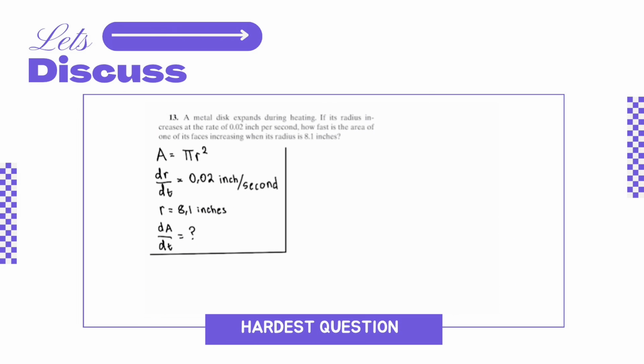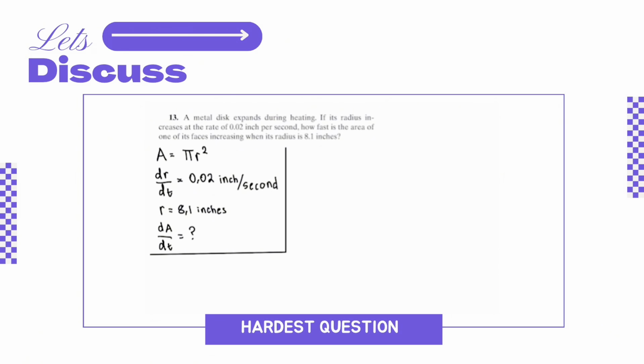Okay, hello everyone. Welcome back to me, Rafka, and we are going to solve a problem. So, a metal disc expands during heating. If its radius increases at the rate of 0.02 inches per second, how fast is the area of one of its faces increasing when its radius is 8.1 inches? So, we know that the area of a circle is pi r squared, and we know that the radius increases at the rate of 0.02 inches per second. And we also know the radius is 8.1 inches. So what we're trying to find is how fast the area of one of its faces is increasing when its radius is 8.1 inches.